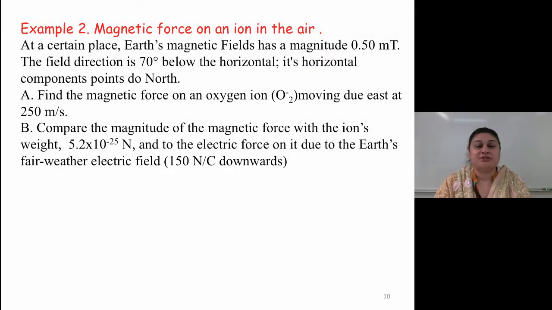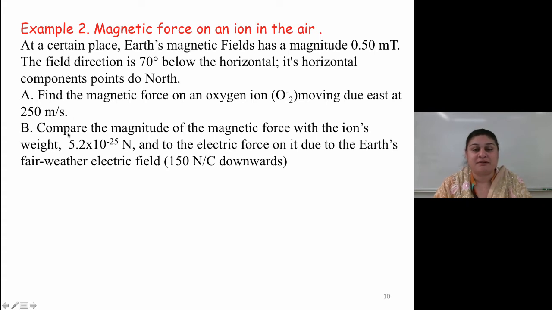Example 2. At a certain place, Earth's magnetic field has a magnitude of 0.5 millitesla. The field direction is 70 degrees below the horizontal. Its horizontal component points due north. Find the magnetic force on an oxygen ion moving due east at 250 meters per second.